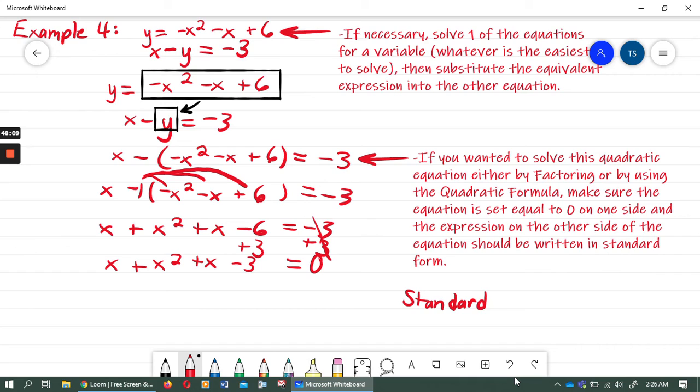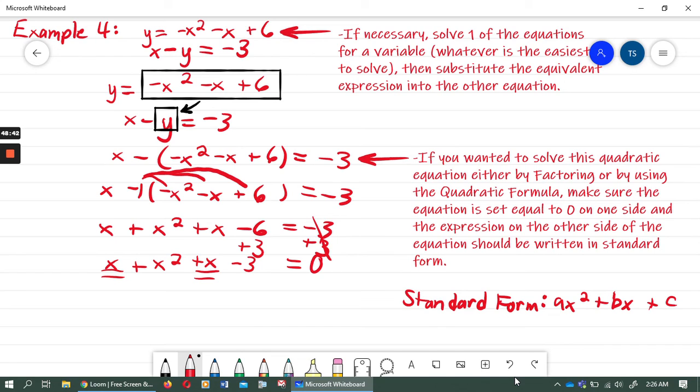And make sure that it is written in that standard form for a quadratic equation. Remember, guys, standard form for a quadratic equation is ax squared plus bx plus c. Right now, the expression on the left side of the equation is not in that form, so let's combine these like terms and put them in the right order.